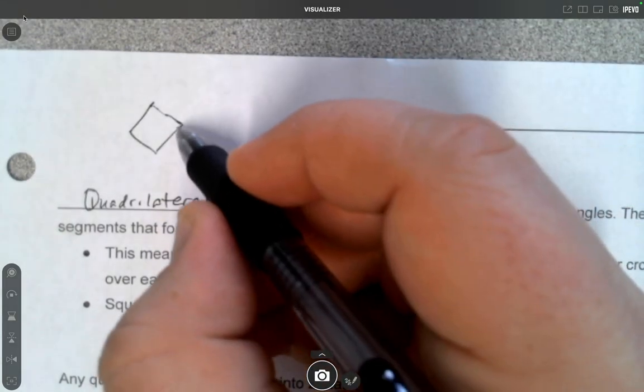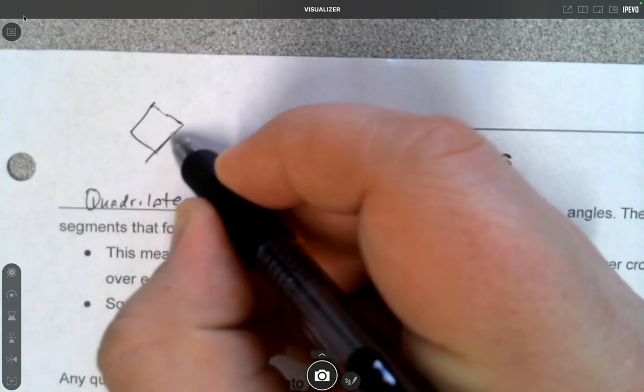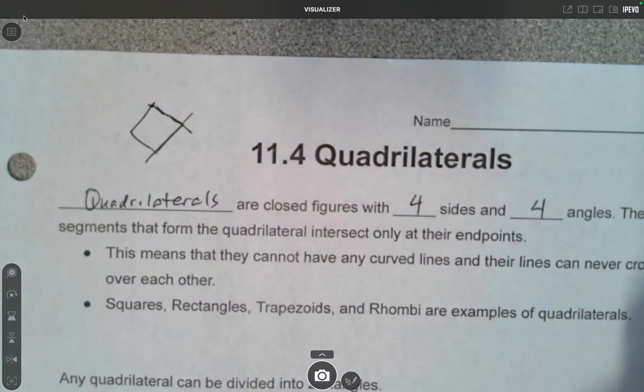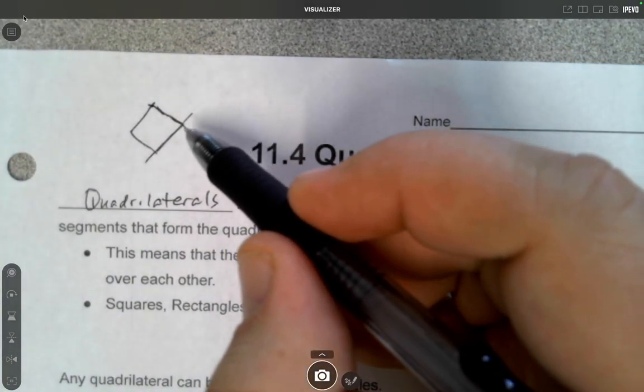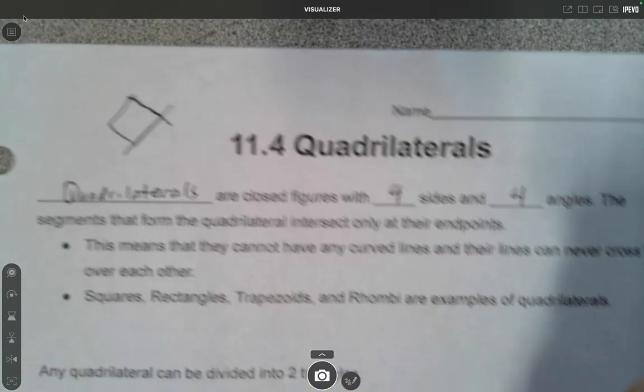But also, we actually have to have them end at each other's sides. We can't have it where they do something like this and they extend beyond. So that's not a quadrilateral either, because they don't end at the end points where they meet.